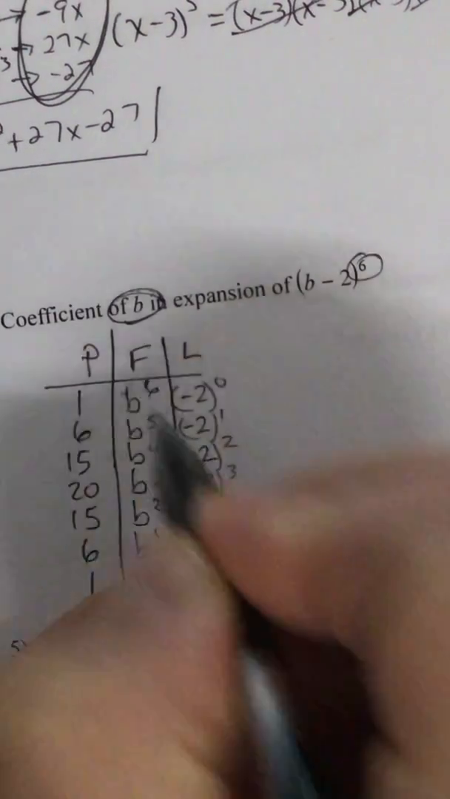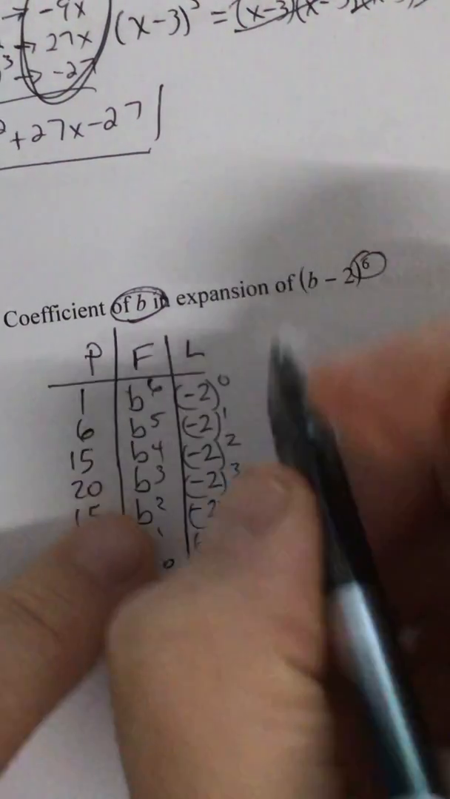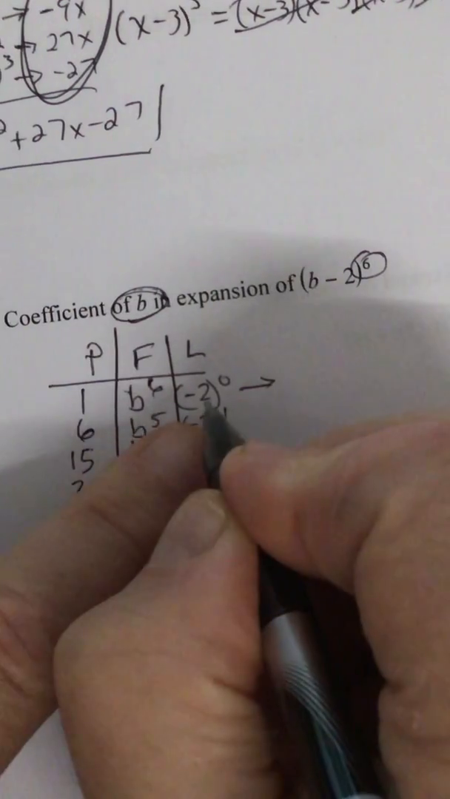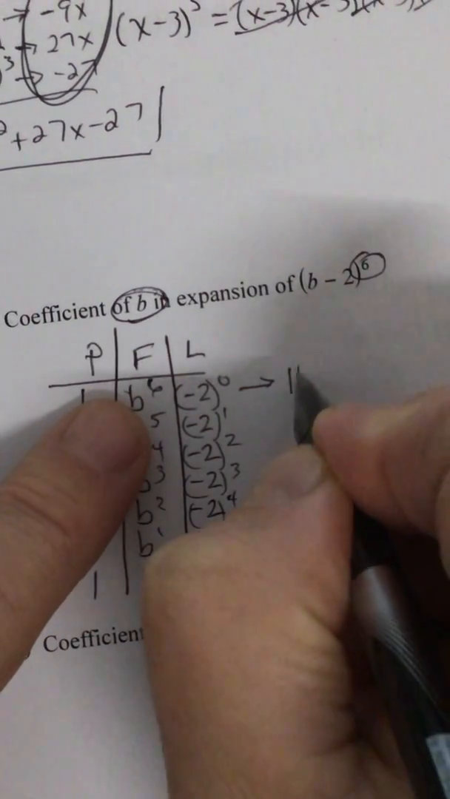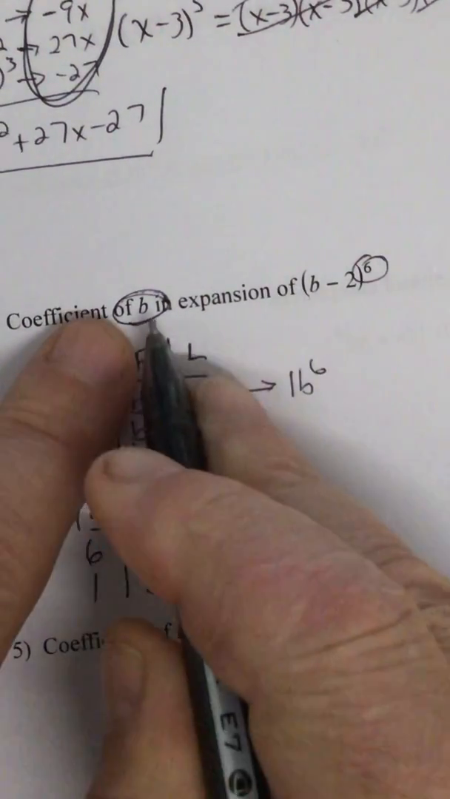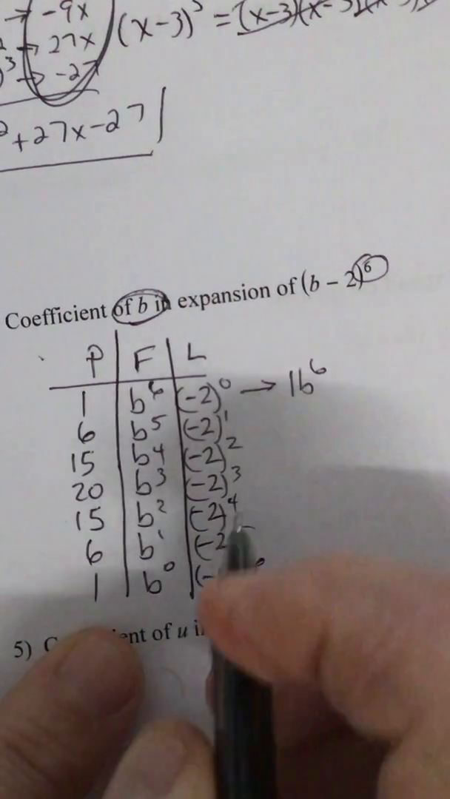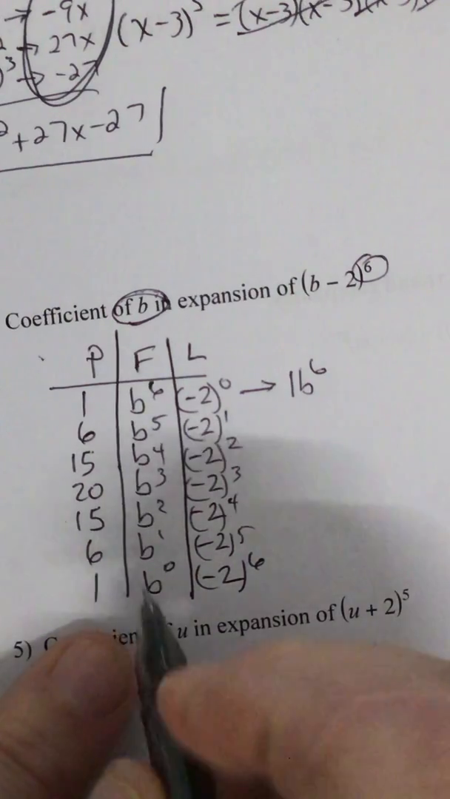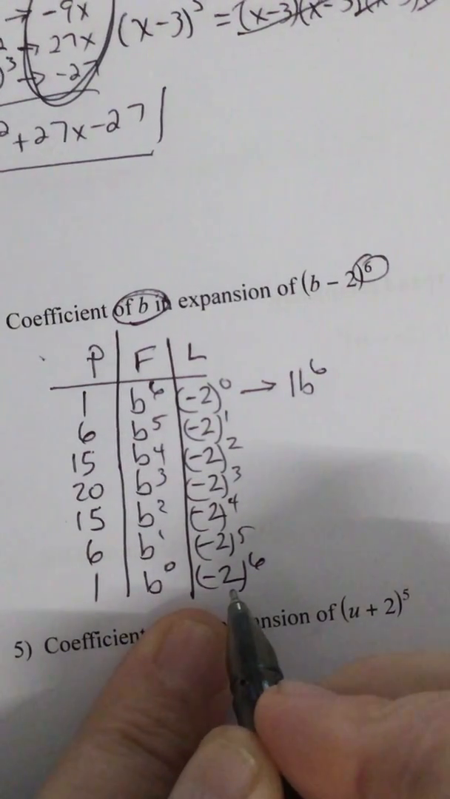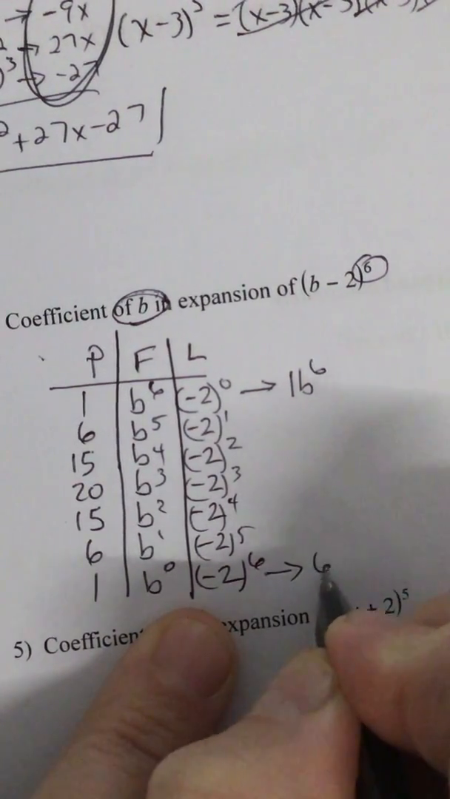Okay, they want the coefficient of just b. Okay, see this one is going to be 1 times b6. That's going to be 1b6. That's not the one they want. They don't want b6, they want just b. Maybe it's this one. Well, no, b to the 0 is 1. That's 1 times 64. That's actually 64.